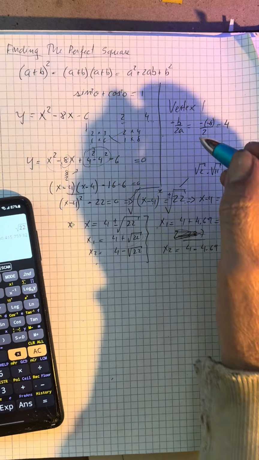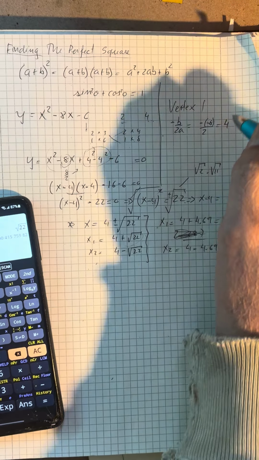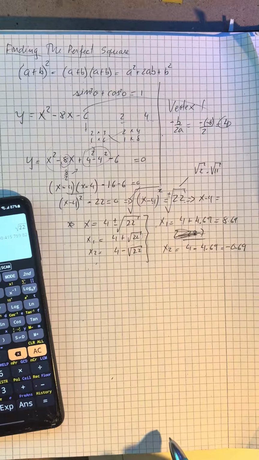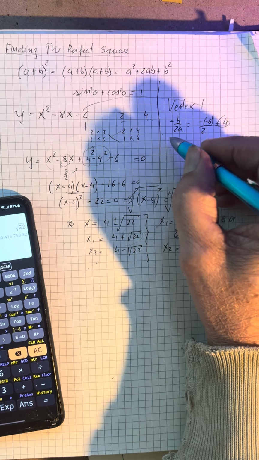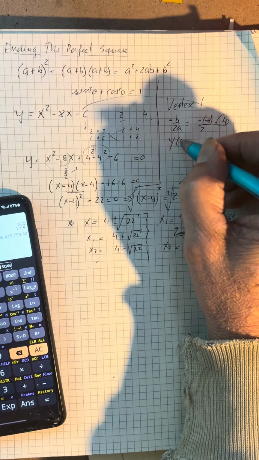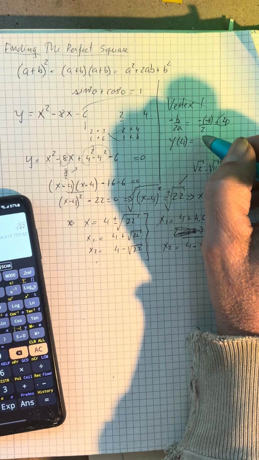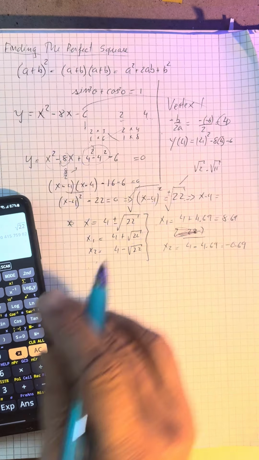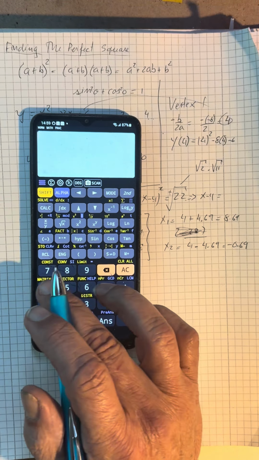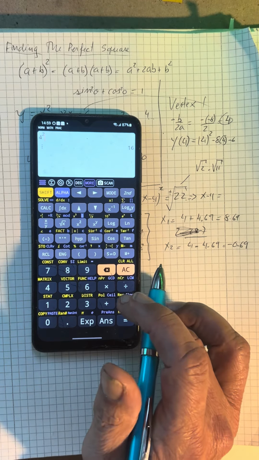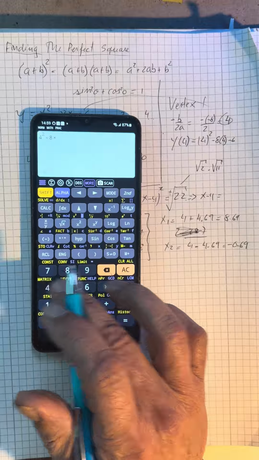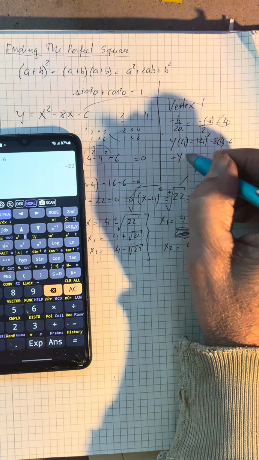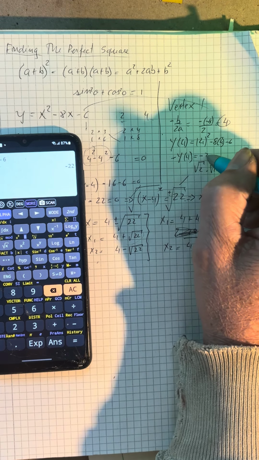And the y value, in order to find the y value of the vertex, what we do is take this number, plug it into the equation, and we get the value of y. We could do it by hand, but it's time consuming. Basically, we have to calculate y when x is 4, and that will be 4 squared minus 8 times 4 minus 6. If we use our handy dandy calculator, we get minus 22. So y of x equal to 4 is equal to minus 22.